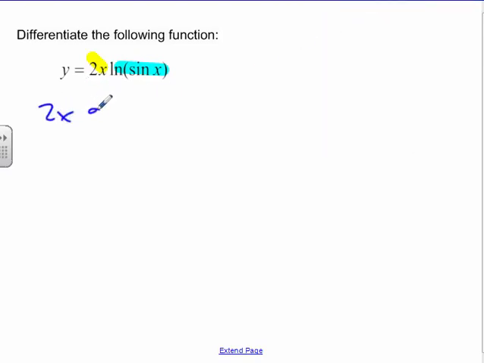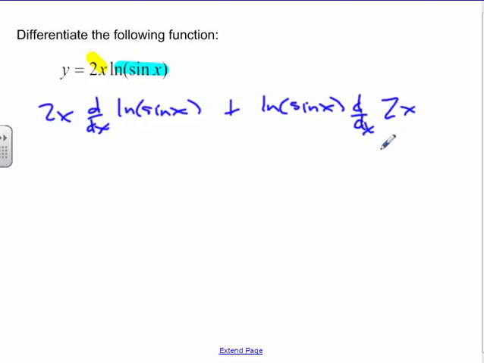First times the derivative of the second, plus the second times the derivative of the first. So we have two differentiations that we need to do, right? We have to do one right here and one right here. And one of them is really easy. Unfortunately, the first one's hard. The first one is the derivative of natural logarithm. Well, a natural logarithm is 1 over x.